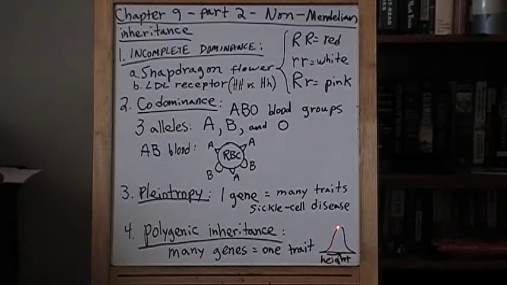And so you have this normal distribution, and that's because there are many genes involved, and so there's a continuum, or a spectrum, of this trait, but it affects only one trait, in this case height.